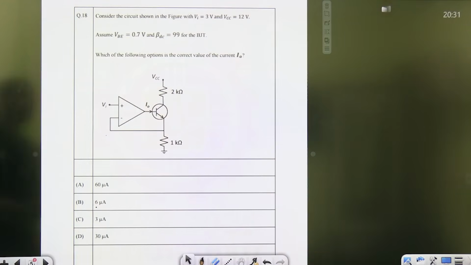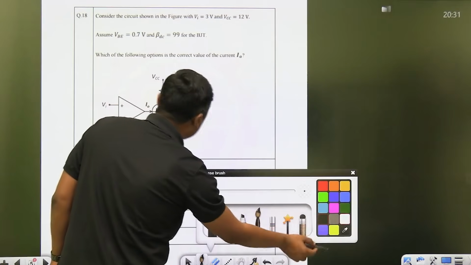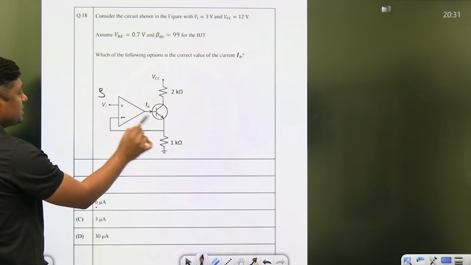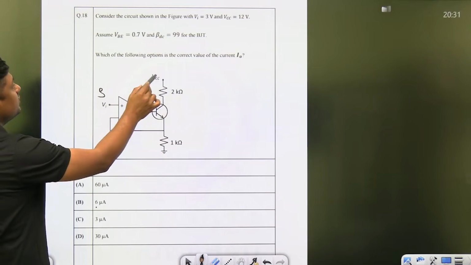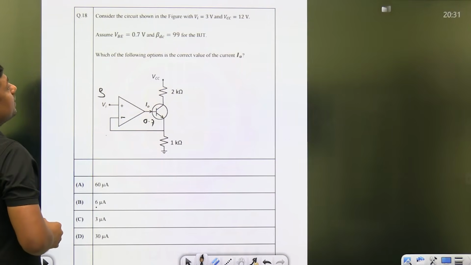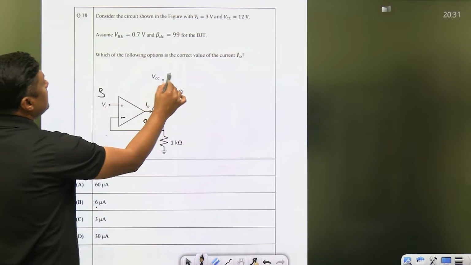Consider the circuit shown in the figure. Vi is 3 volt. There is a negative feedback, guys, so we will explain one by one. Vi is given as 3 volt. This operational amplifier is connected with negative feedback. 1 kilo ohm, 2 kilo ohm, VCC. VB is 0.7 volt, beta is 99 for the BJT, and VCC is 12 volt.